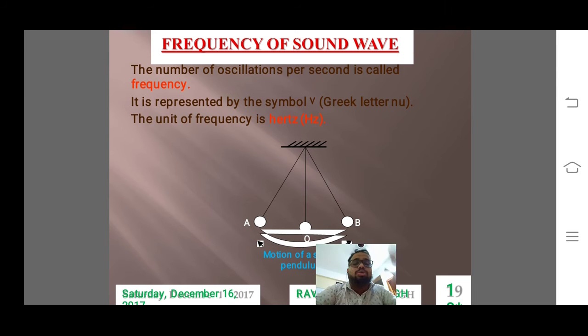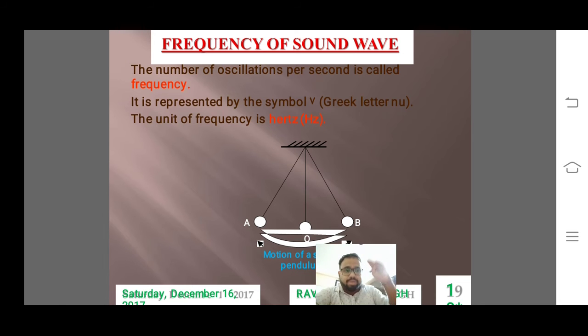Time period is inversely proportional to frequency, because if the frequency increases, means, as I told you, 20 oscillations in 1 second, 20 frequency. So if frequency goes to 60, means 60 oscillations in 1 second. So for one oscillation, 1 by 60. So more the oscillation, more the frequency, and the time period will be less.